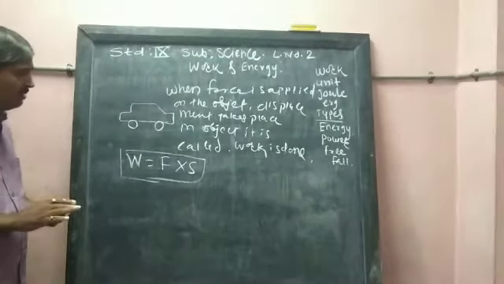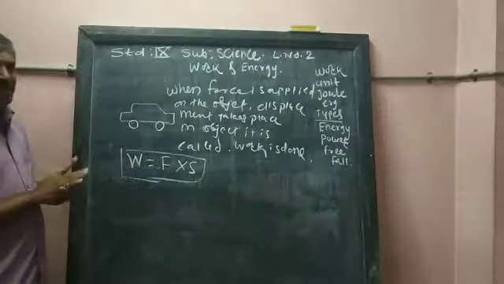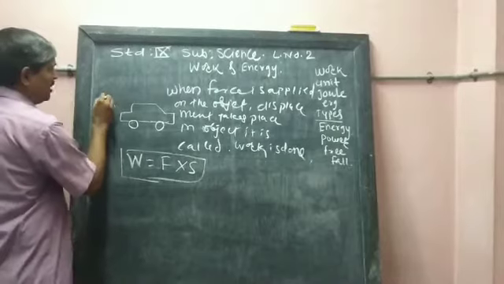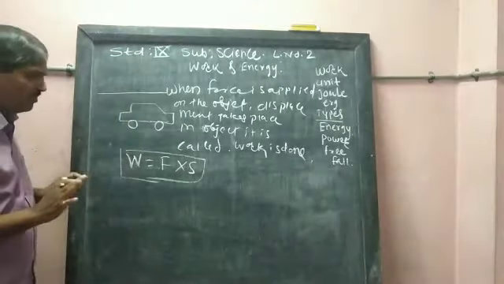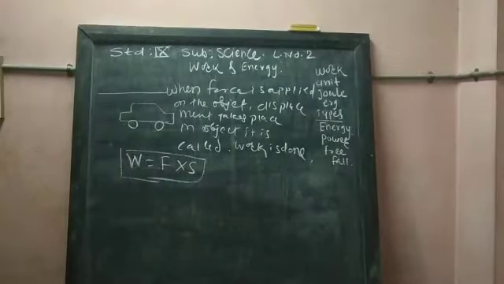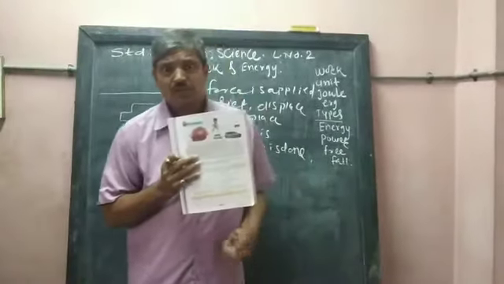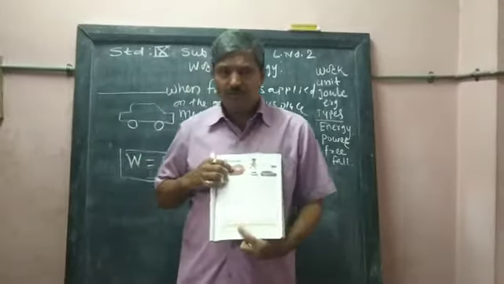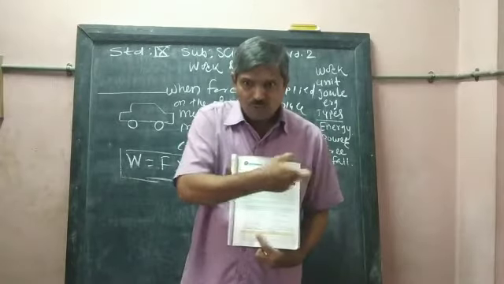Sometimes displacement takes place in a specific direction. If displacement takes place in a straight line, no angle is formed because we are pushing. There are 2-3 examples given in your textbook, and we will discuss them. In your textbook on page number 19, there are 3 pictures. Here there is one girl, and this baby is pulling a cart.